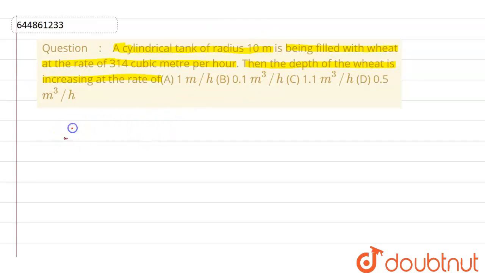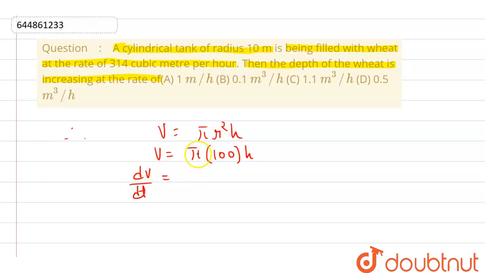So therefore, you all know the volume of cylinder is pi r square h. Okay, and you know radius is given as 10 meter. So therefore, if we put radius as 10 meter, the volume is pi into 10 square, which is 100, so 100 pi h. Now differentiating with respect to t, dV by dt equals 100 pi, since pi and 100 are constants, and the differentiation of h is dh by dt.